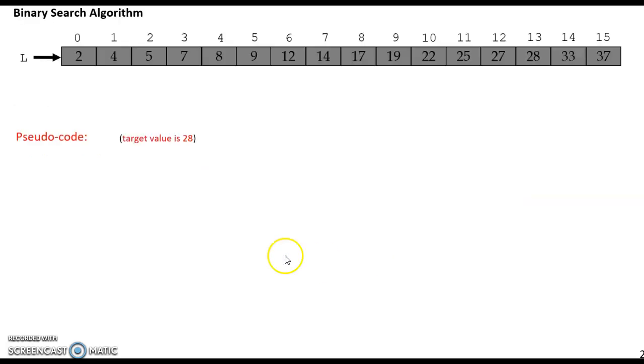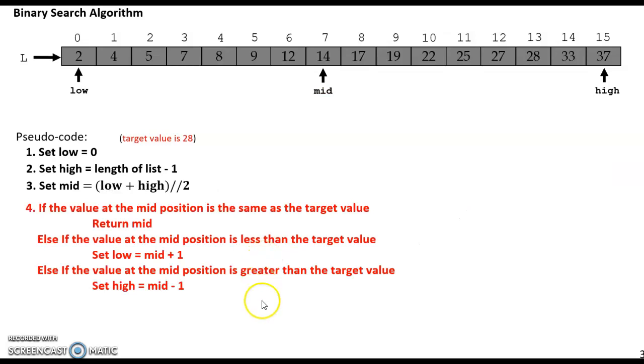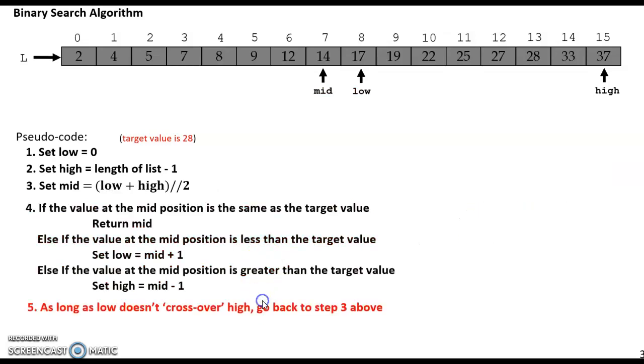So, a quick overview of the steps, and then we'll go through it properly. Set low, set high, set mid, and then you're going to be doing your checks. And as I say, we'll go through that, but as long as low and high don't cross over, we'll continue, and then we'll finish.